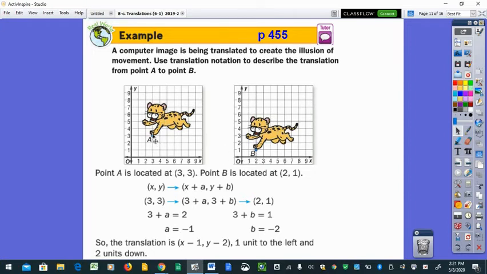So just notice that it started at an x of 3 and it landed at an x of 2. To go from 3 to 2, you subtracted 1. So in the x direction, it moved 1 to the left from 3 to 2. And that's what you're seeing right here. The cat's paw also dropped. It started at a y of 3 and it ended at a y of 1. So it moved down 2, and there's the translation notation. So the cat basically moved 1 to the left and 2 down, 1 block to the left and 2 units down.